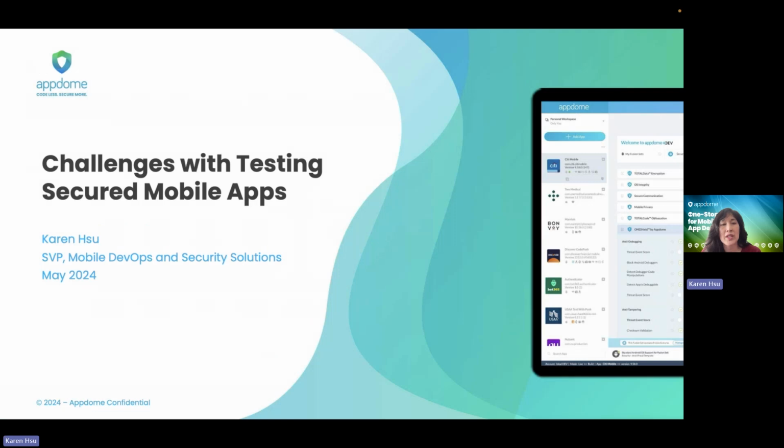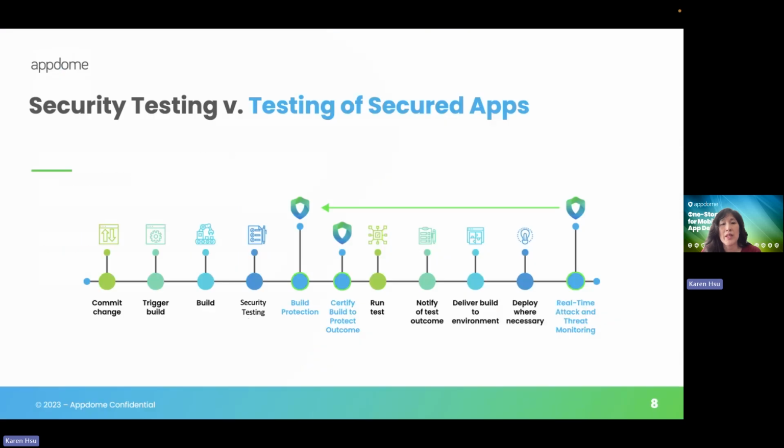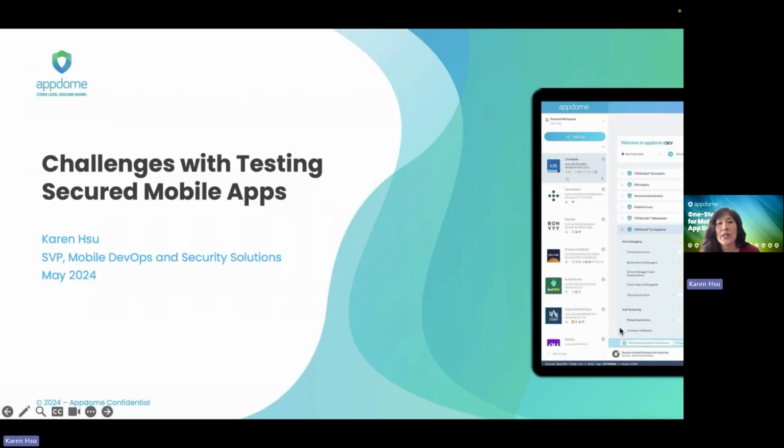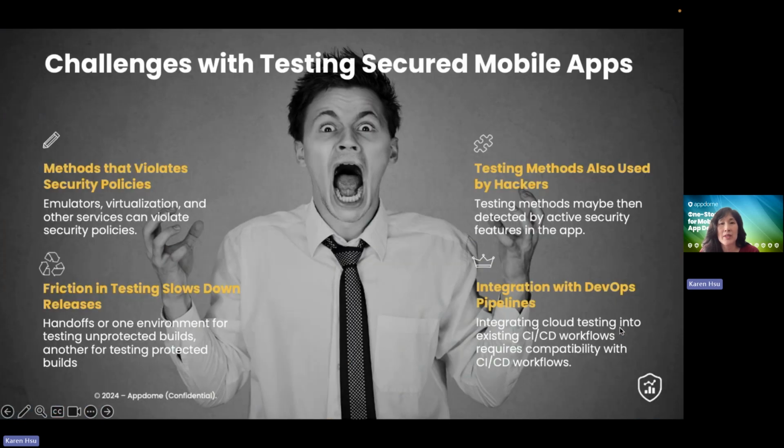Now, the challenges with testing secured apps is that there are many different combinations of secured apps. So once you have, say, built those protections in an automated way using Appdome, the challenge is now how do you test that those protections are in there and the app still functions as expected? The challenge is now for the tester, many different combinations of OSs and devices and all the different features that are in the apps and testing those different combinations.